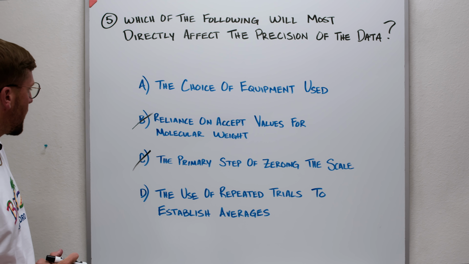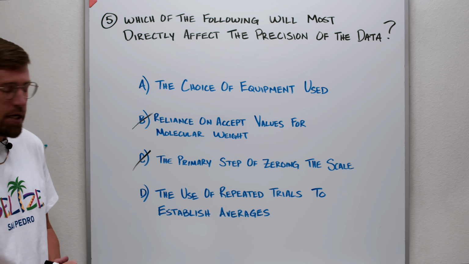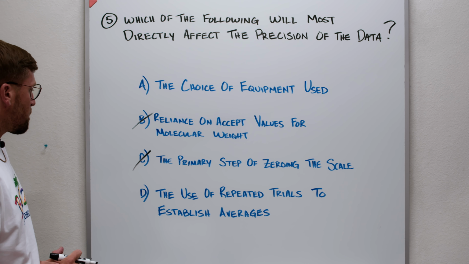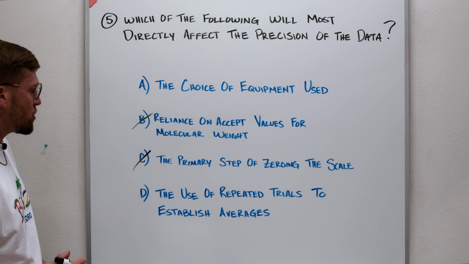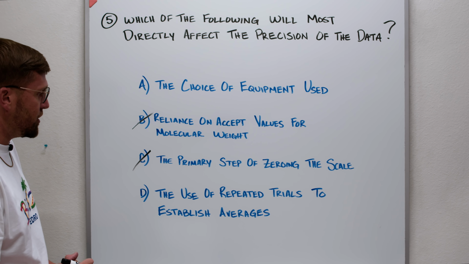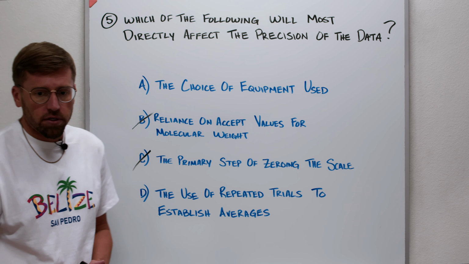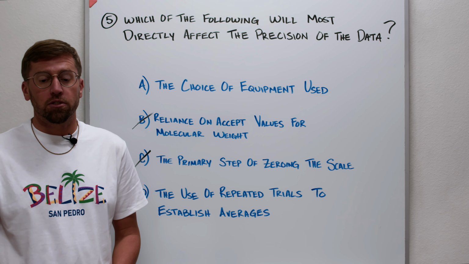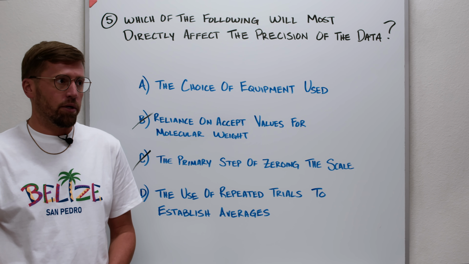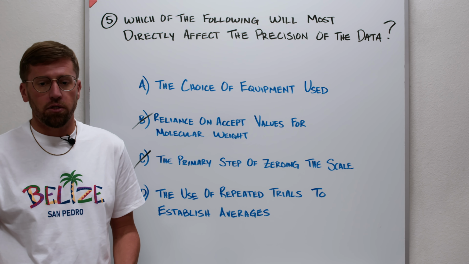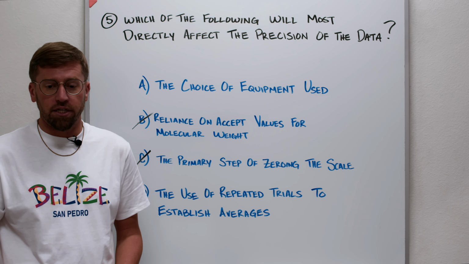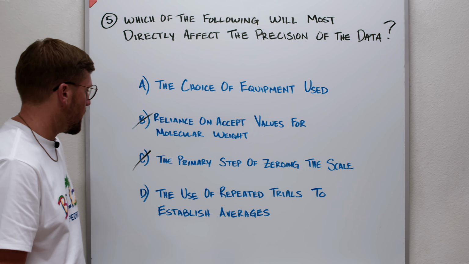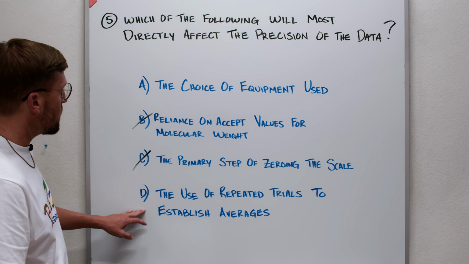All right, we're down to A and D. Hopefully you can always get down to a 50-50 shot when you take these things. Let's look at D, the use of repeated trials to establish averages. This is a very common practice. This helps reduce experimental error by you, the students, which is always impossible to avoid. You just try to minimize how much error you have, but that's really only going to affect the error.